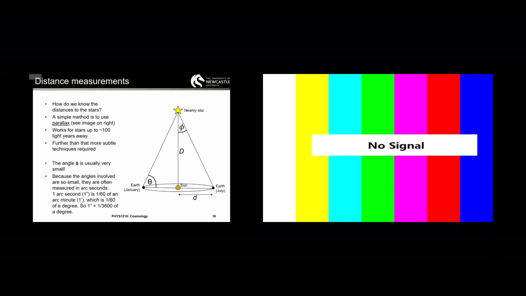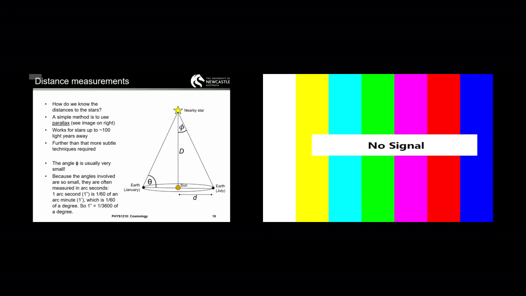Some of the methods are pretty complicated, and we're not going to go into the complicated ones, but here's a somewhat simple example in that you can understand it just with geometry, but it does only work for stars that are quite close to us. So this is called parallax.